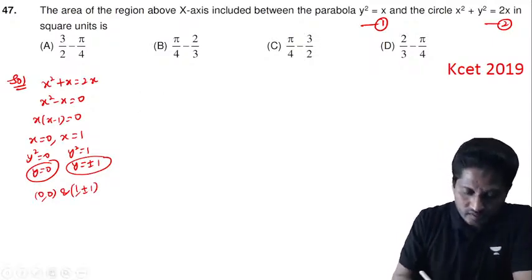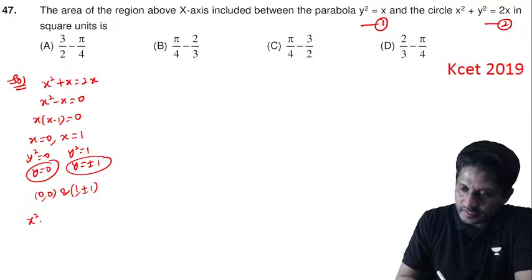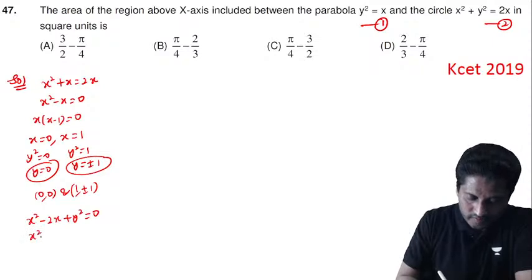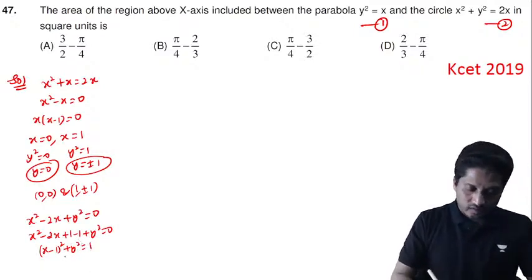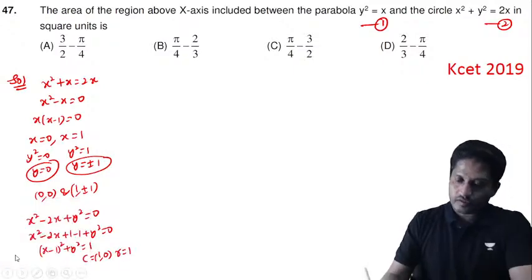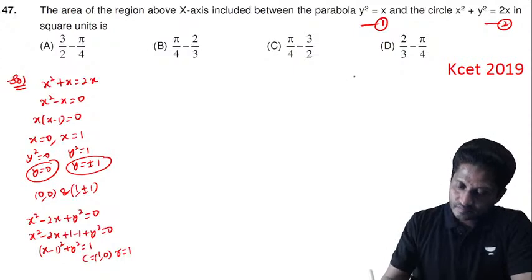Now the circle, if I bring it to the standard form, it is x square minus 2x plus y square is equal to 0. I'll complete the squares: x square minus 2x, and I'm going to add 1, subtract 1, plus y square equal to 0. That is, you get (x minus 1) the whole square plus y square equal to 1. It's a circle whose center is 1 comma 0 and radius is 1. Right. So now you get a circle.